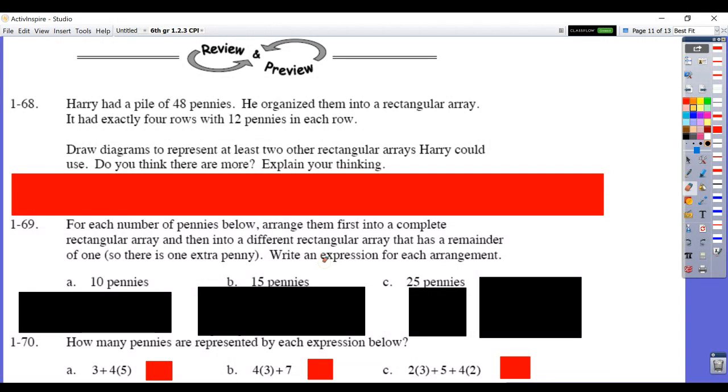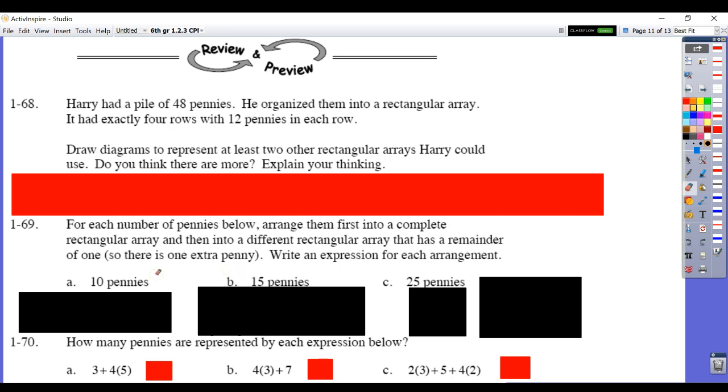Then for 169, for each number of pennies, they want you to arrange them first into a rectangular array, and then make a different rectangular array where there's actually a leftover penny.